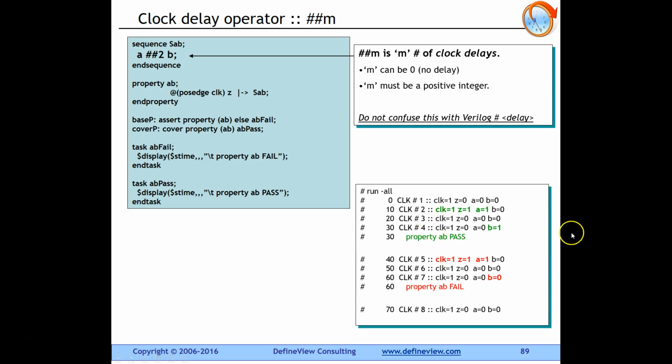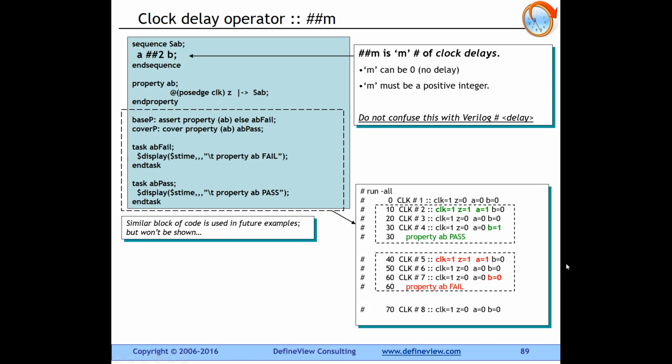So here's a very simple log of this property that I've simulated. As you can see, at posedge of clock, if Z is 1, then A must be 1 at the same clock and B should be 1 2 clocks later. That indeed happens here, and the property passes. Here, clock is 1 at posedge of clock, Z is 1, and A is also 1 exactly as required, but B is not 1 2 clocks later, and the property fails.